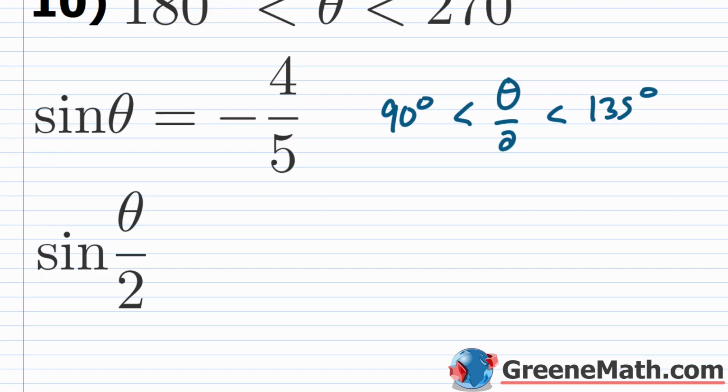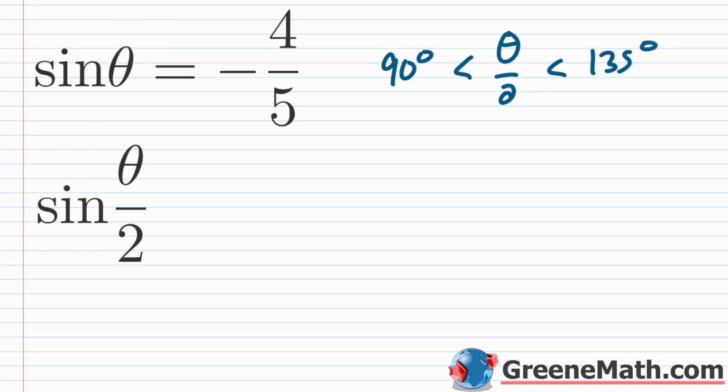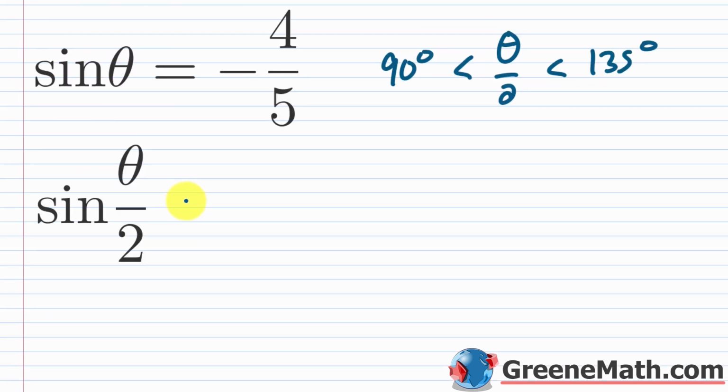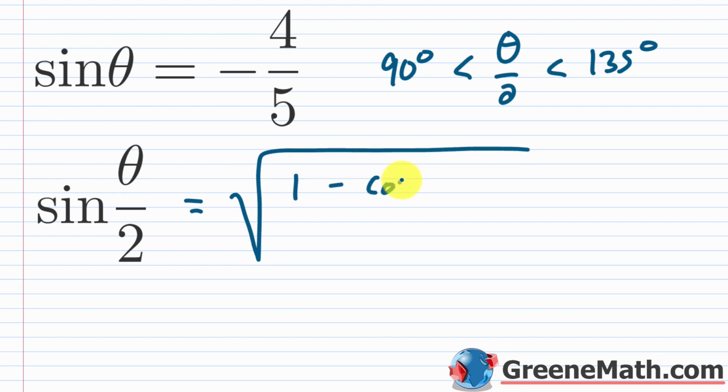So let's come down here. We have our sine of theta is given to us as negative 4 over 5. So the sine of, in this case, theta over 2 is equal to plus or minus the square root of 1 minus the cosine of theta over 2. So let's say this is equal to, again, we're going to be in quadrant 2. In quadrant 2, the sine value is positive. So this is the principal square root of 1 minus the cosine of theta over 2.